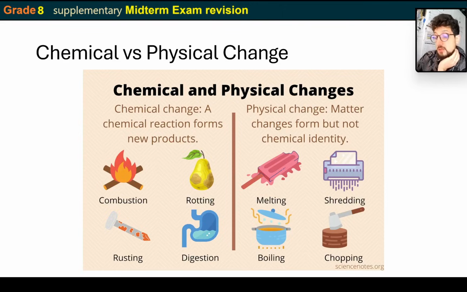Okay, so next we come to chemical and physical changes. And obviously there are two types of change. So we have a physical change and a chemical change. A physical change is one where no new substance is made. That's the simplest definition. We basically have changed the state, the shape, whatever, but we haven't made a new substance.